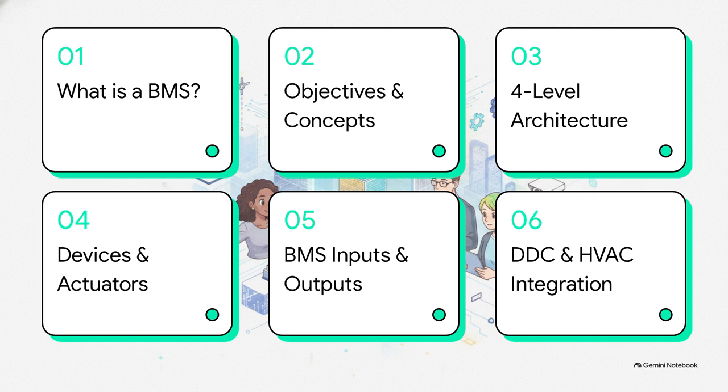So here's our structured game plan for today. 1. What exactly is a BMS? 2. Objectives and core concepts. 3. The 4-level architecture. 4. Field devices and actuators. 5. BMS inputs and outputs. And finally, 6. DDC and HVAC integration. Let's jump right in.